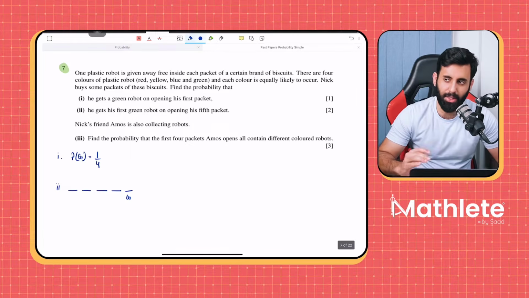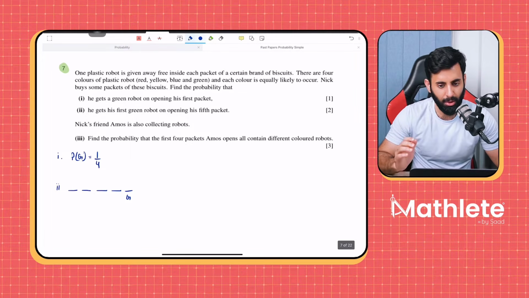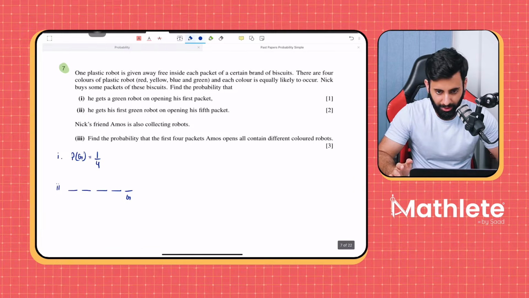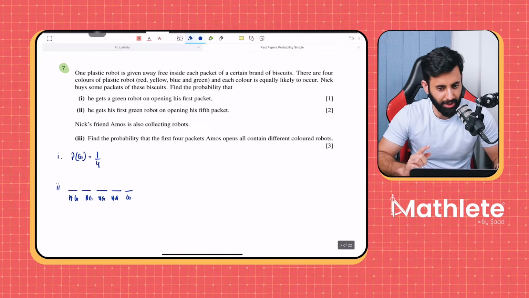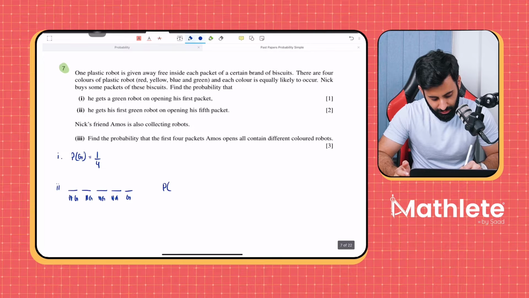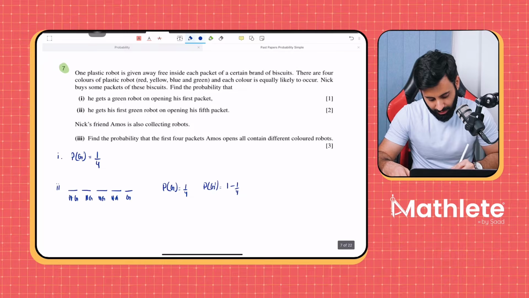So instead of worrying about whether it's red, blue, yellow, we're just going to call them not green. And that's how we're going to work out the probability as well. So not green, not green, not green, not green. Now if the probability of getting a green is 1 upon 4, then what will be the probability of not getting green? 3 upon 4. That's correct. Remember, the probability of an event happening is equal to 1 minus the probability of the same event not happening. So 1 minus 1 upon 4 gives us 3 upon 4. So G prime basically represents not green.